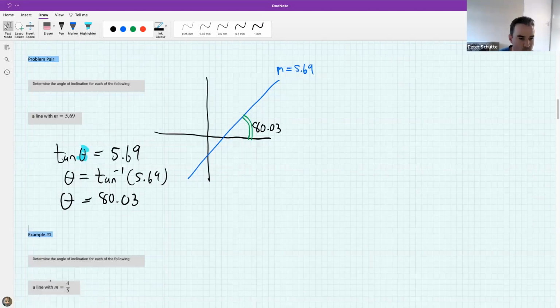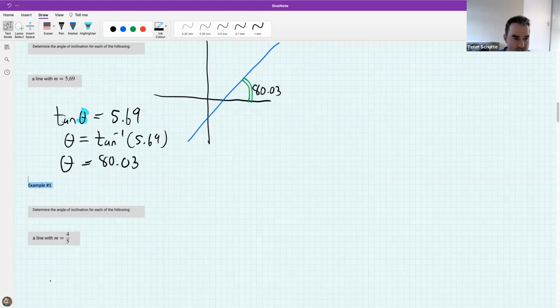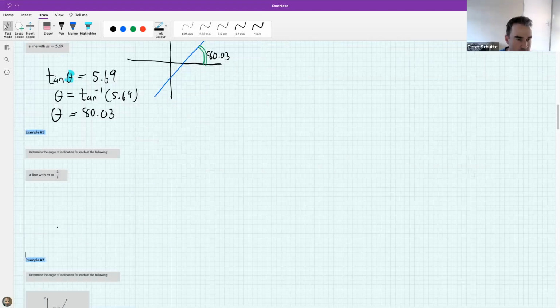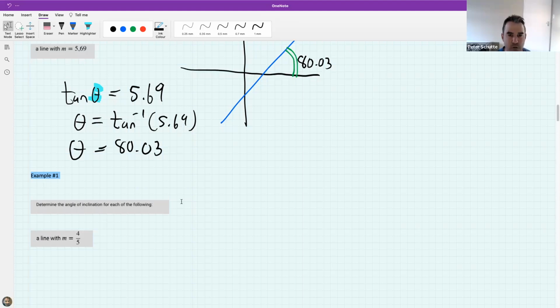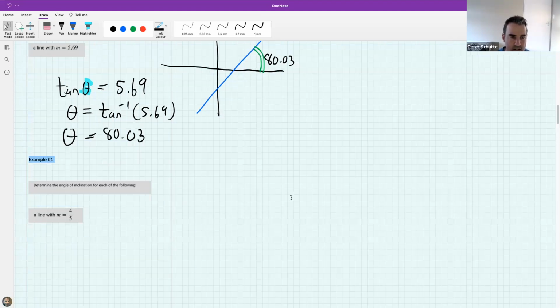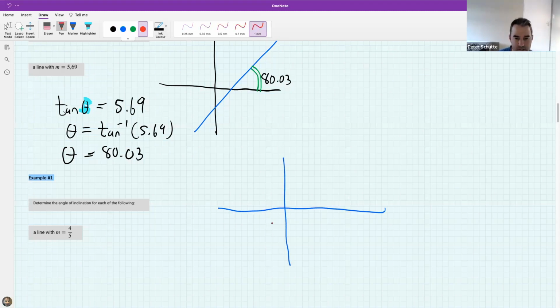I think we need to do a few more of these. So I'm setting you guys the challenge of working out the angle of inclination for a line with a gradient of 4/5. See if you can do that for me. Determine the angle of inclination if the gradient of your straight line is 4/5. Let's say, I suppose 4/5 should be flatter than that.